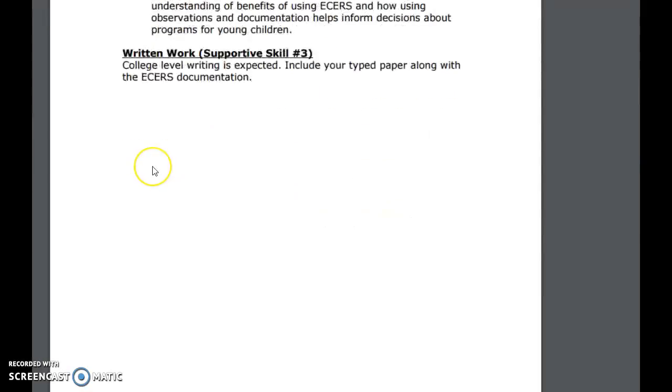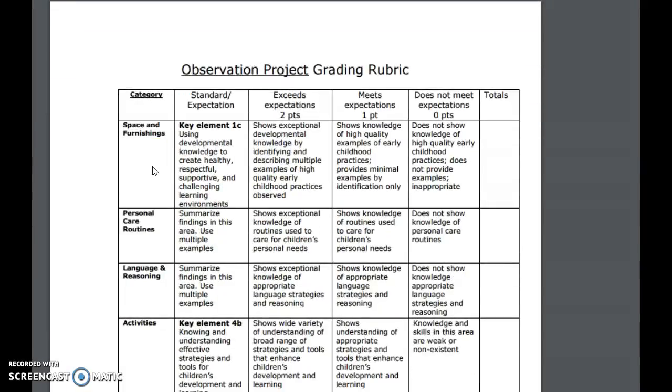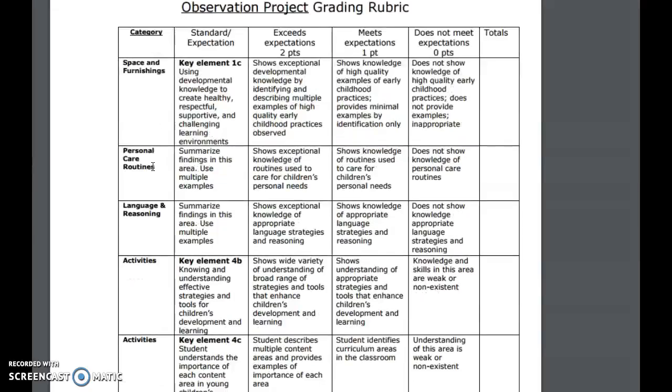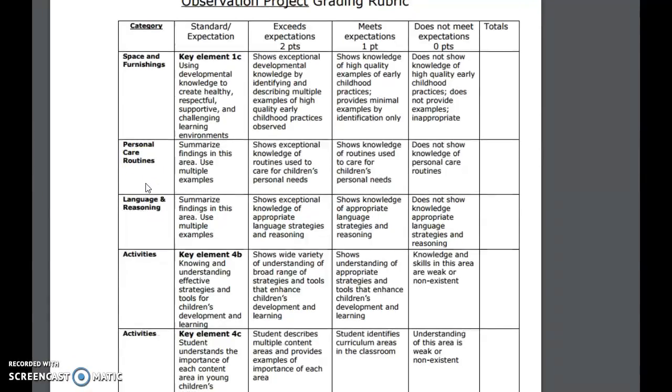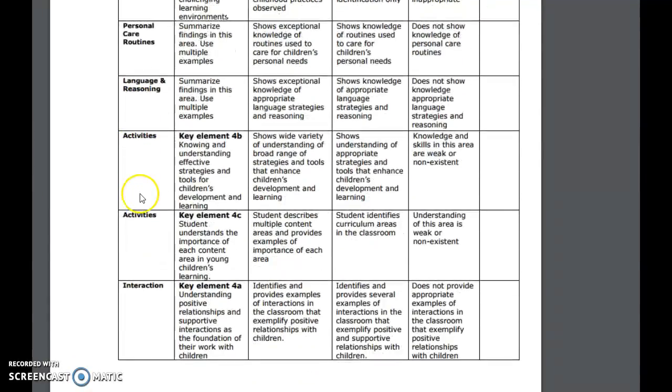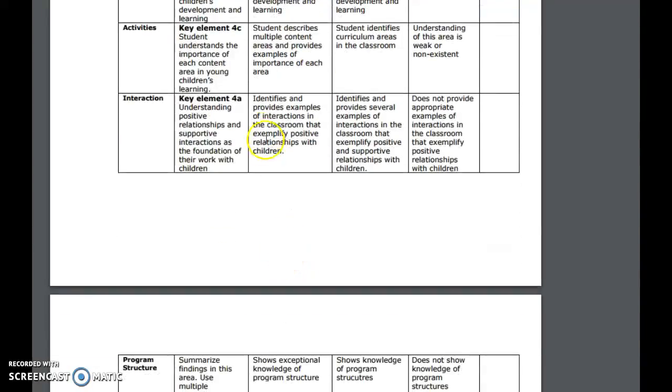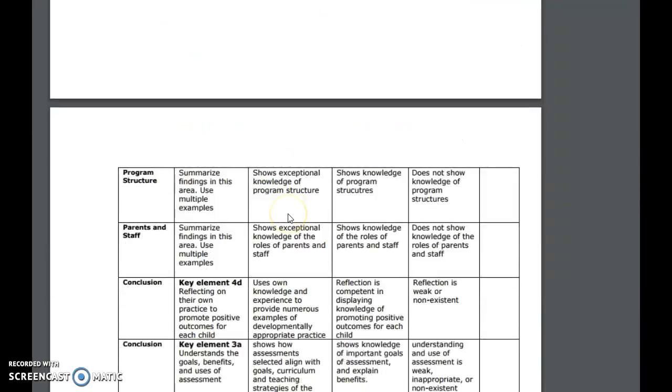Another thing I wanted to direct your attention to that's within these observation project guidelines is the grading rubric. If you really want to know everything that I'm going to be looking for to grade this paper, look at this grading rubric. Again, it's going to give you all that information. Some of the sections have multiple grading points. So again, for activities, make sure that you're meeting this section and this section. For interactions, make sure, again, giving me specific examples of interaction.